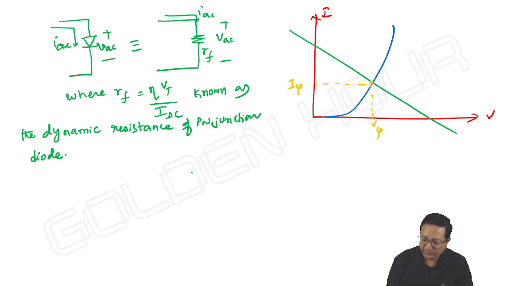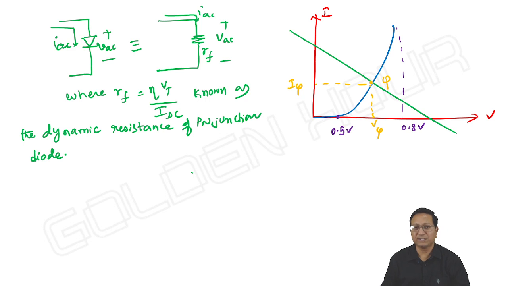IQ and VQ. So IQ and VQ are generally set with respect to DC signal. By applying proper DC, we are setting the Q point. Now, after setting the Q point, I am taking a small elemental portion. If you observe the range, here it is around 0.5 volt and the maximum voltage across the diode may be around 0.8. That's the range of voltage across the diode we can see.